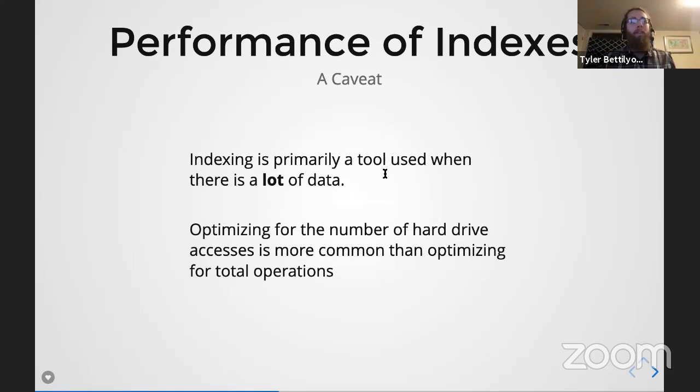And there are some caveats when we think about timing these things. Indexing is most important when there's a lot of data. And not only a lot of data, but so much data that you have to put that data on the hard drive. So a lot of these indexing structures are really optimizing for the number of times we have to ask the hard drive for new data, rather than optimizing for the total number of operations.